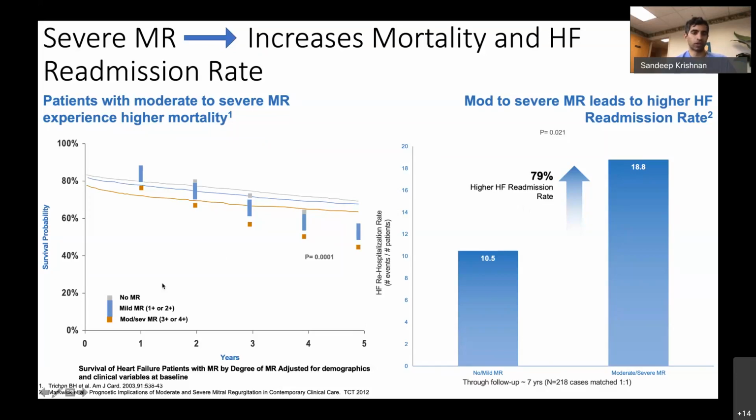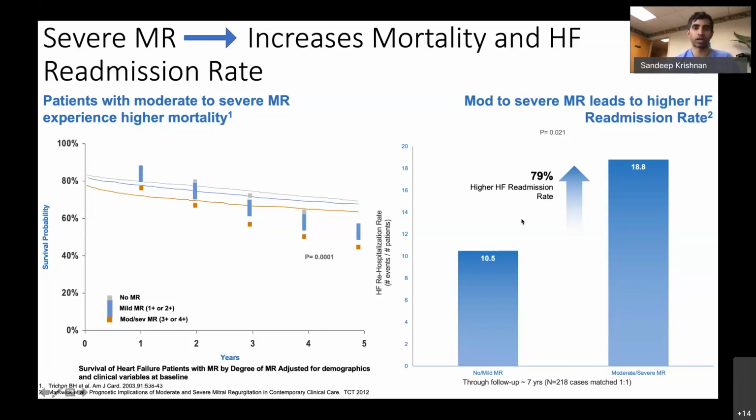And when I first came here, I was actually making a lot of phone calls to patients who had been diagnosed with severe MR. And I'd say almost half of them, within 6 months of their last echo, had passed away, unfortunately. I spoke with a lot of spouses who were just torn up that their mom or their dad or their husband or wife had just passed away with heart failure and severe MR. And on top of that, it also leads to a higher heart failure readmission rate, an 80% higher readmission rate.